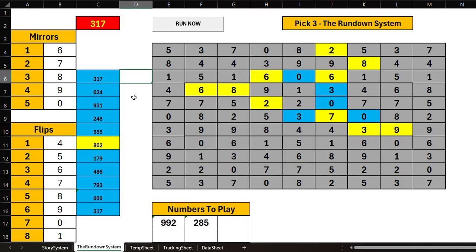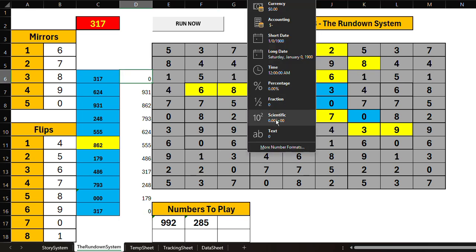I should organize this real quick. So 000, then it's going to go to 931, 862, 793, 624, 555, 486, 317, 248, 179, and back to 0, right? So that's how it's supposed to come out.